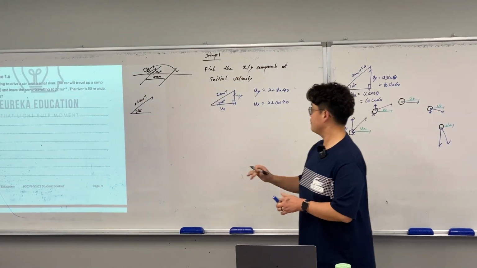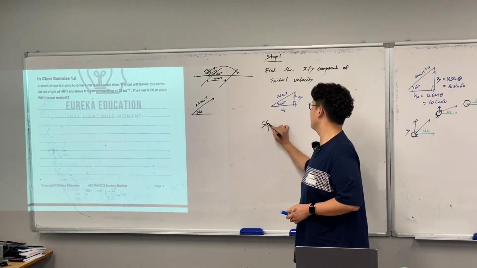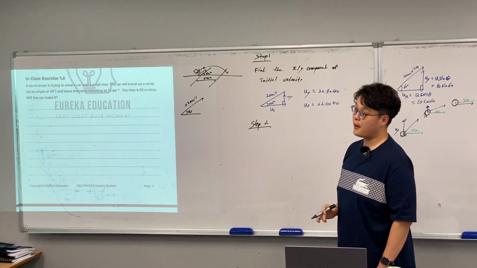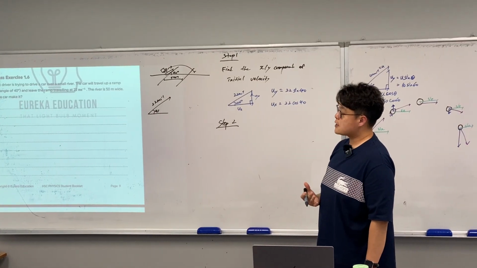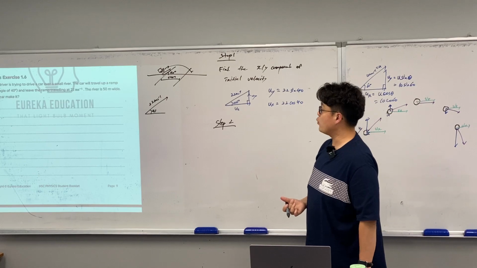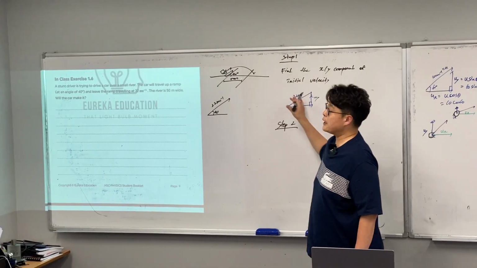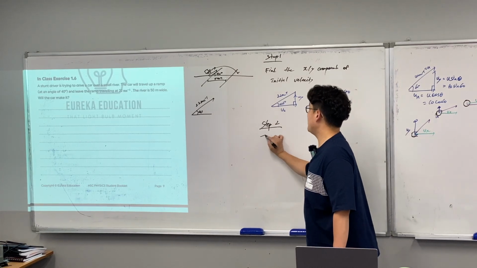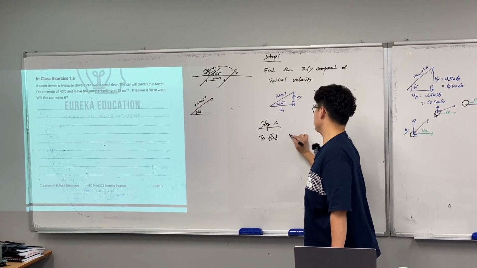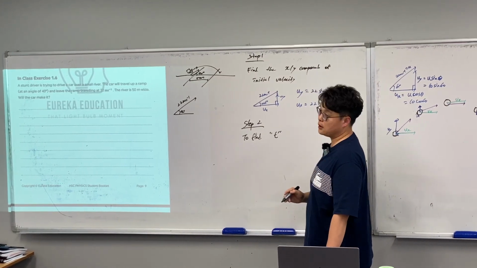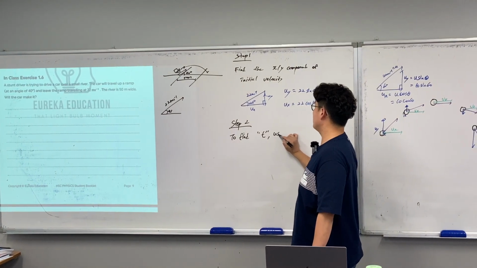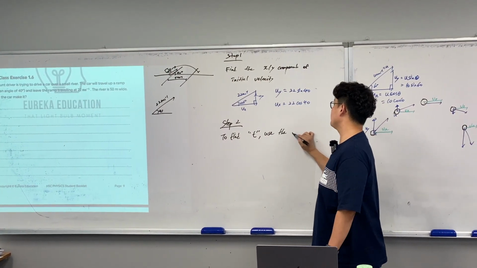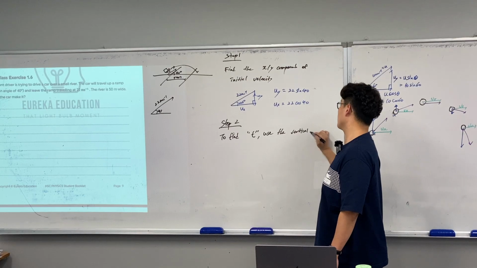Step 2: after that, we may need to find the time taken, but it depends on what we have to find. We have to find the range. To find the range, we need to know the time taken. So, to find t, the time taken, use the vertical component.